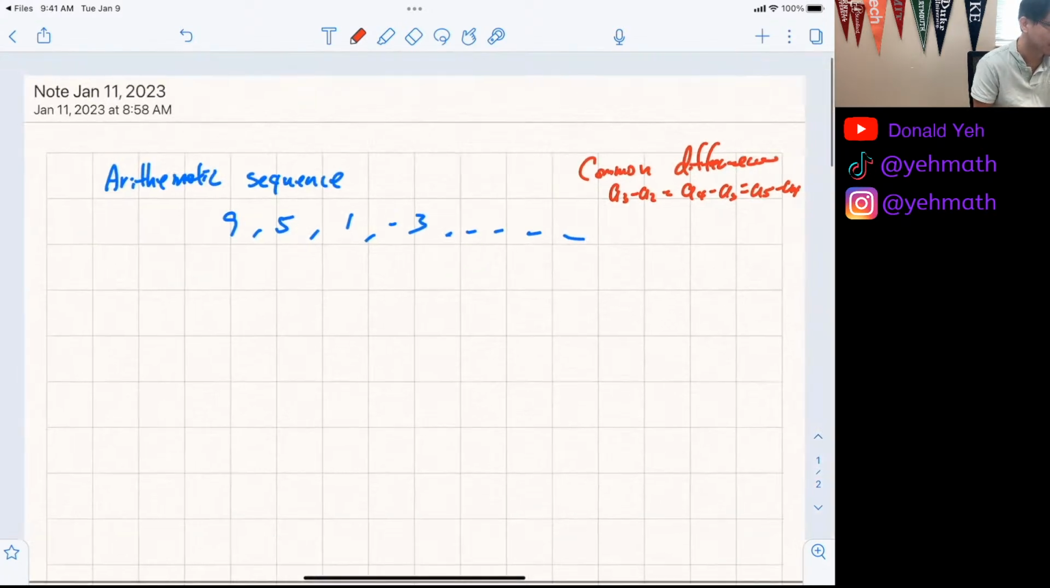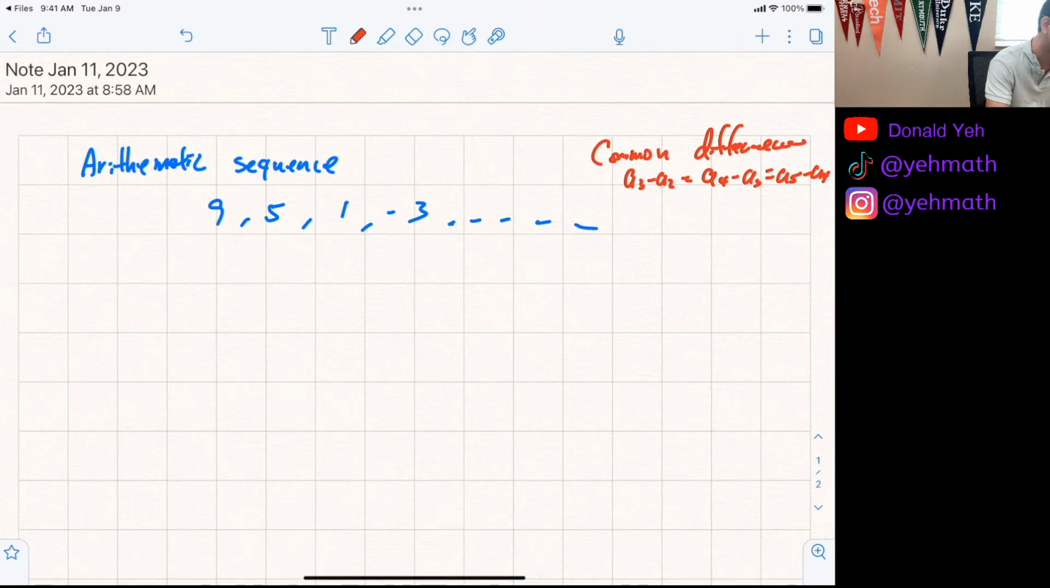Now, an arithmetic sequence has a formula: an equals a1 plus d times n minus 1. You can plug in: d is the common difference, n is the term number, a1 is the first term. You can find any term you want. So that's an arithmetic sequence. Got it?